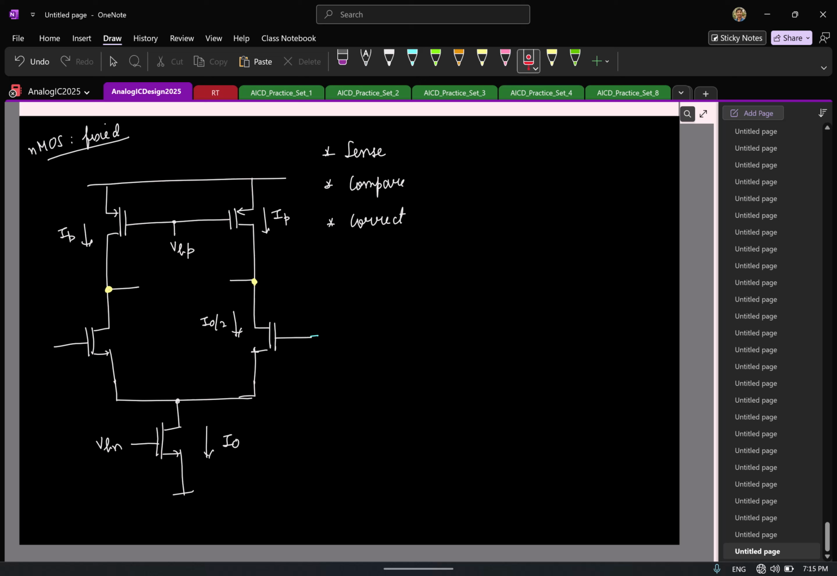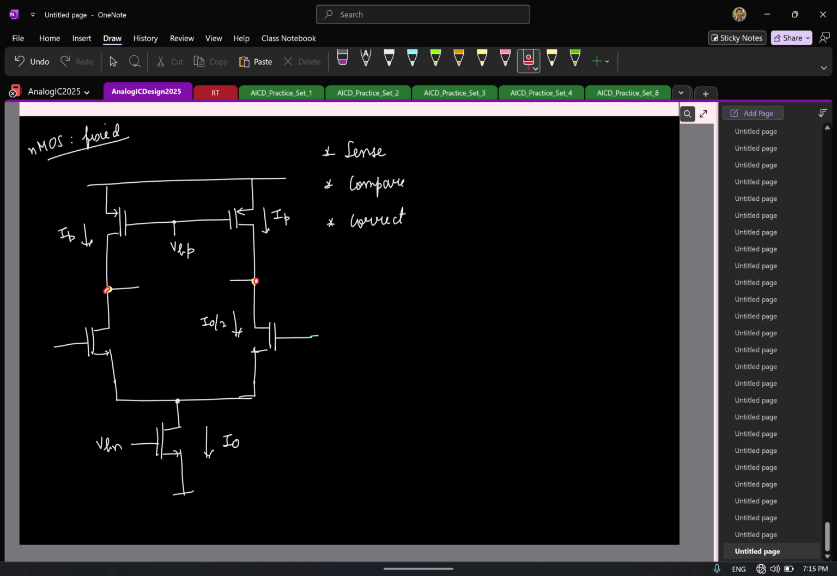Which node are you talking about? This node. But I have two nodes. What should I do? I mean, you are partially correct, right? Because if the two currents are not equal, this voltage will only change. But remember that my feedback loop, I want this to work for differential signal or common mode signal. Common mode, right? Which means what you pointed out is correct.